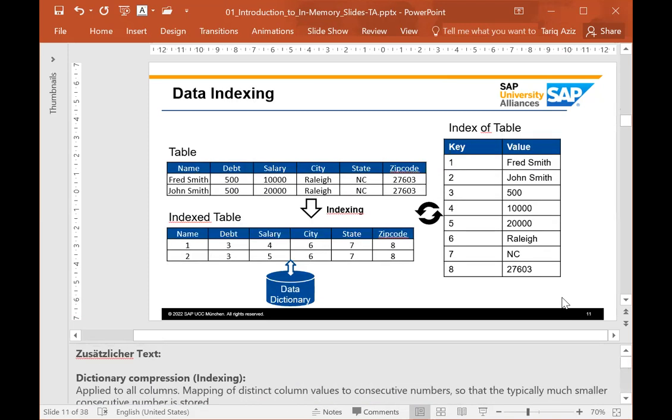Now we have the data indexing. Before, we used to create indexes, but now, when the data is available in the RAM, it is already indexed, and we don't have to worry about it. So if you see here, this is the index of tables, 1, 2, 3, 4, 5, 6, 7, 8, and we are storing the values like that. So access is very fast.